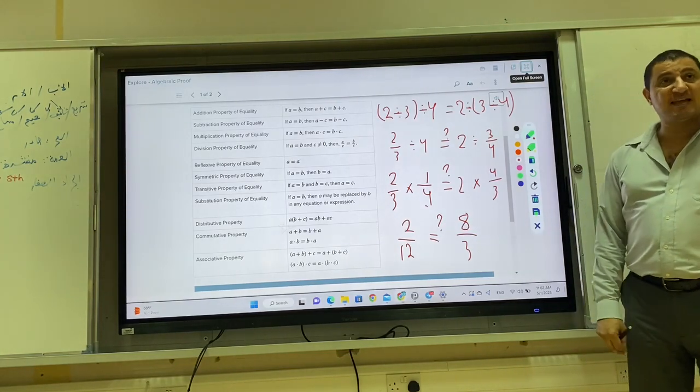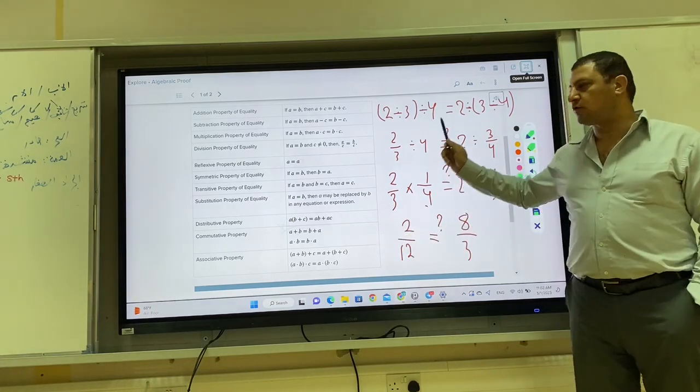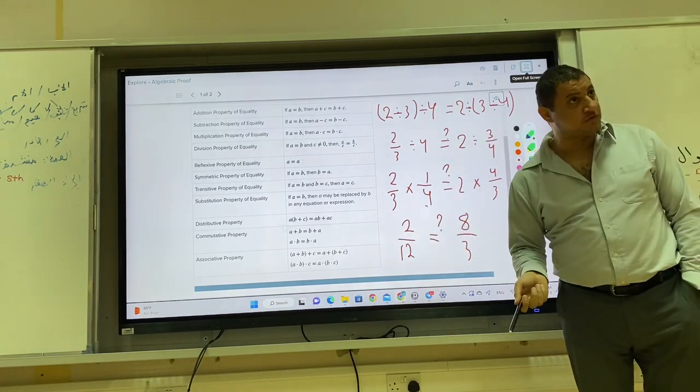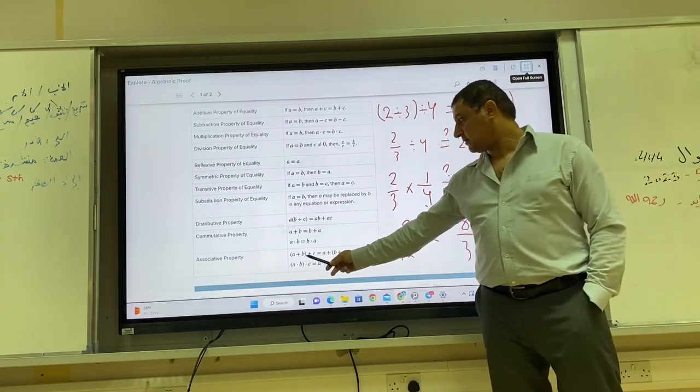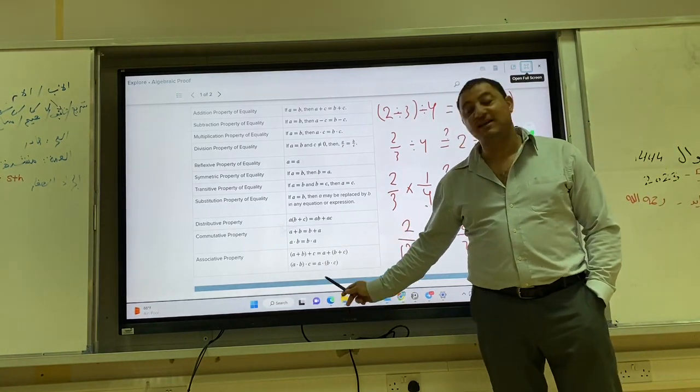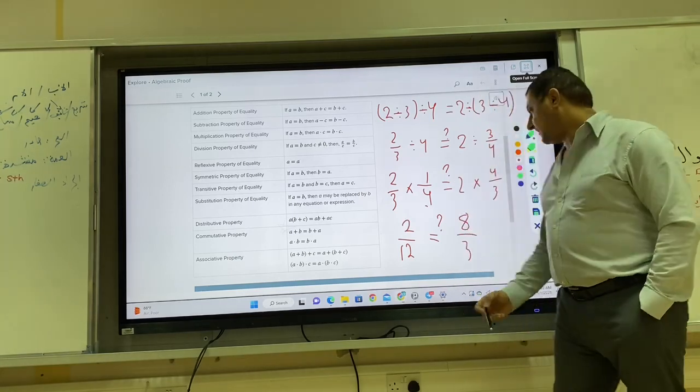So we have checked that associative does not work for division, and it doesn't work for subtraction. So associative works with addition and multiplication only. Okay?